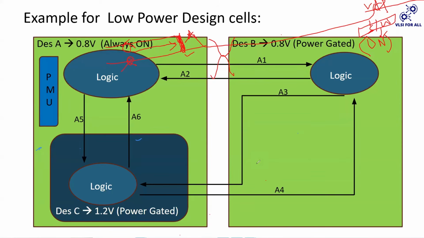Isolation and level shifter. Correct. Here you will require more isolation than the level shifter. Correct? Now you guys are well versed with these three cells, right? There are a lot of different cells. There are retention cells.